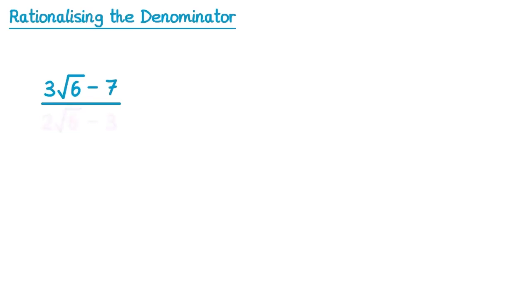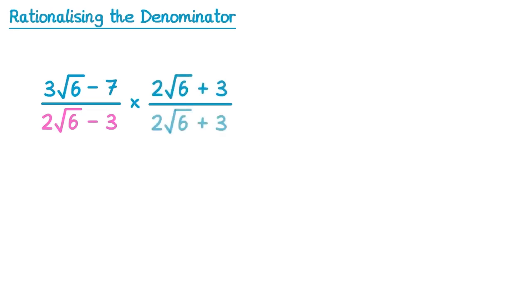Since this one has 2 terms on the bottom, we're going to multiply it by exactly the same thing again, but we're going to change the sign in between them. So instead of 2 root 6 subtract 3, we're going to do 2 root 6 plus 3. And that's the same on the bottom as well.